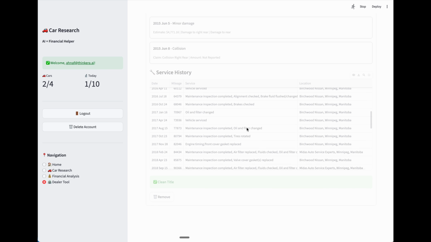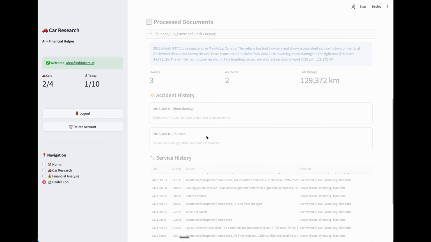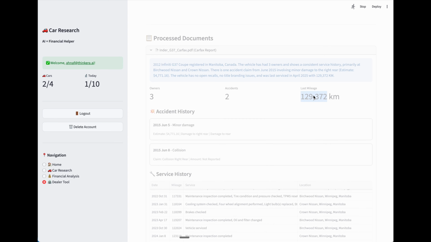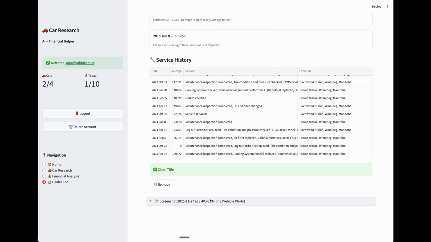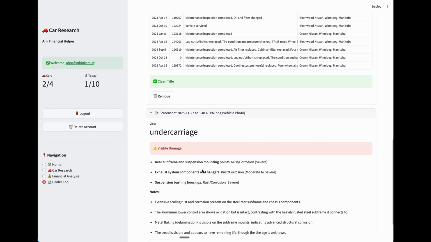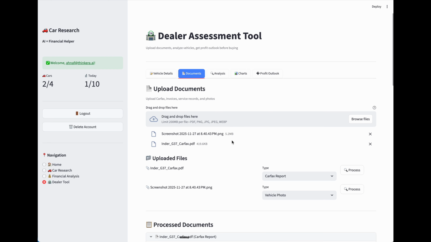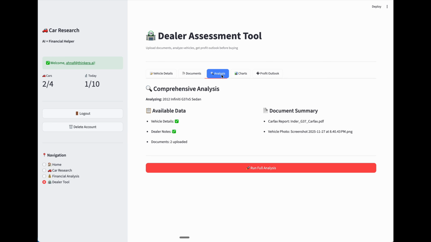We got all the maintenance records of the car. It's a clean title, perfect. Last mileage, this one registered in this thing. And then it processed the picture as well and shows some information. I don't know anything about a car, like I don't know what a subframe is and all of that. Wink, wink. Now let's go to the analysis part.